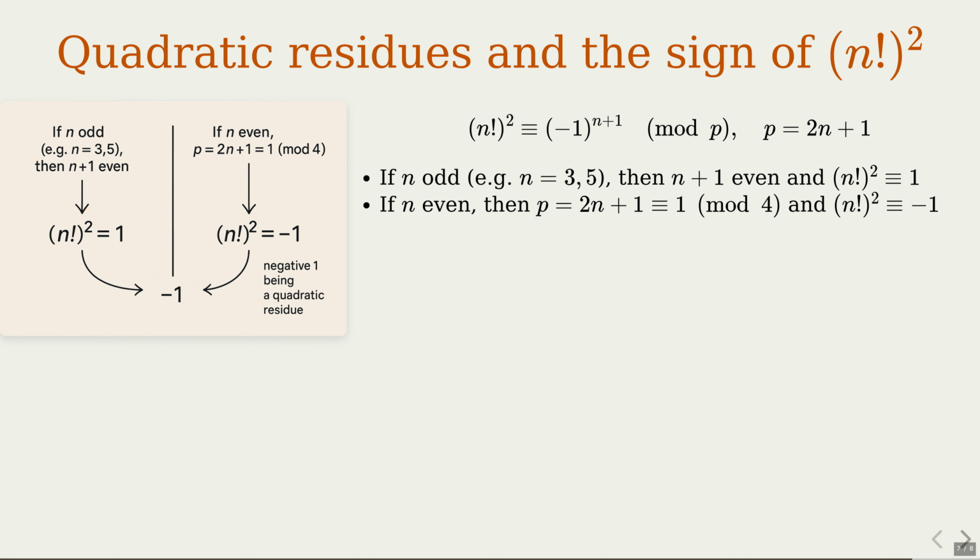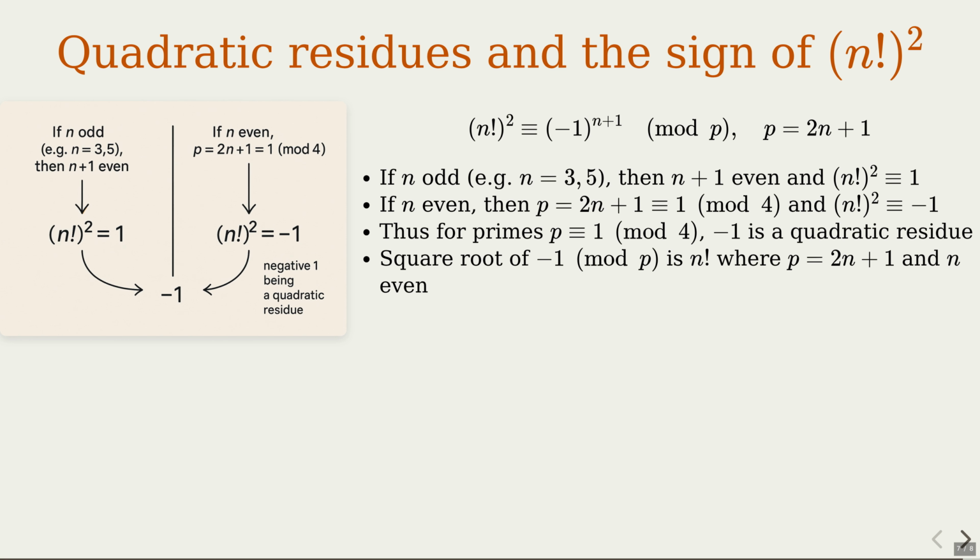When n is even, the exponent n plus 1 is odd, so the right side becomes negative 1. And notice that in this case, p is congruent to 1 modulo 4. So whenever p is congruent to 1 modulo 4, our identity shows that negative 1 is actually a square modulo p. In fact, in that situation, n factorial itself is a square root of negative 1 modulo p, because n factorial squared gives negative 1.